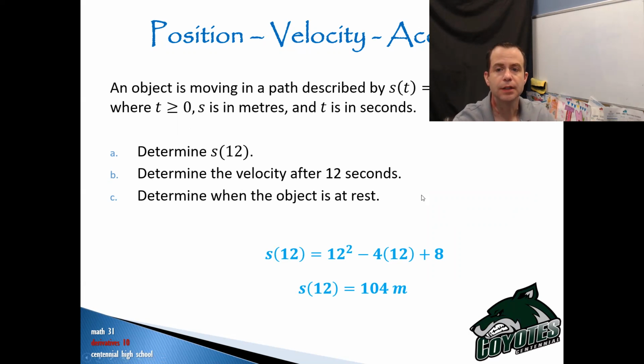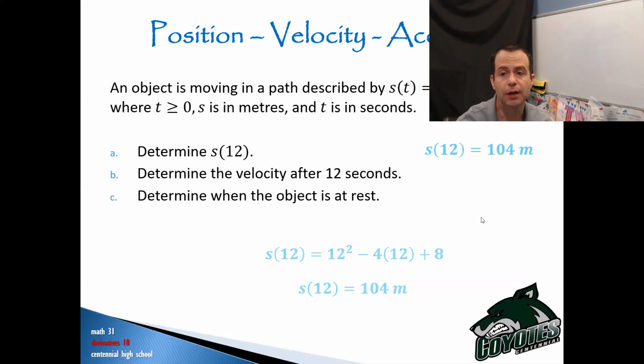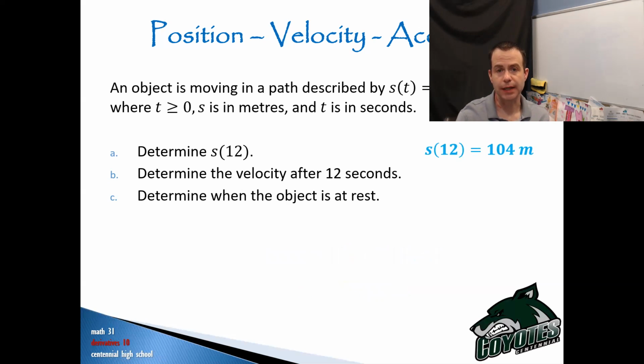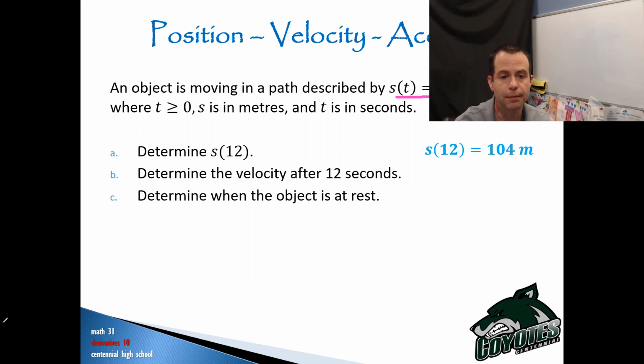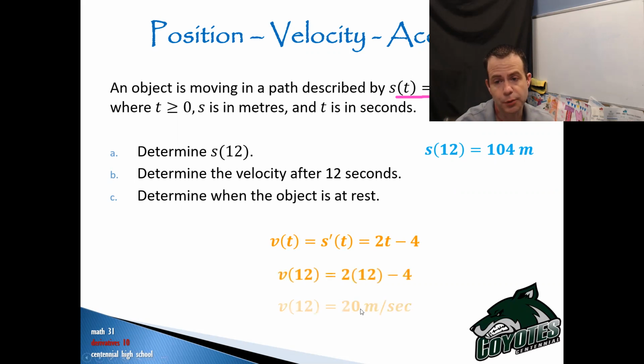Now, determine the velocity after 12 seconds. Well, to get the velocity after 12 seconds, I need the velocity function, which is the derivative of s of t. So I'm going to take the derivative of s of t. I'm just going to hide myself for a second just so you can see this equation again. I'm taking the derivative of that, so that's going to be 2t minus 4. Okay, 2t minus 4. So then I plug in 12 seconds, that's my time value. I plug that in for t in the velocity. So 2 times 12 minus 4, I get 20 meters per second.